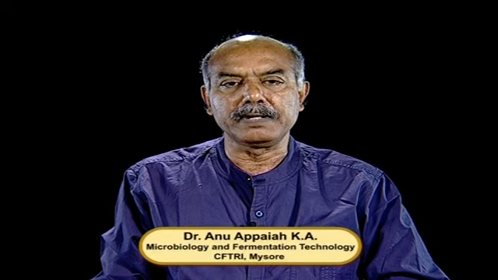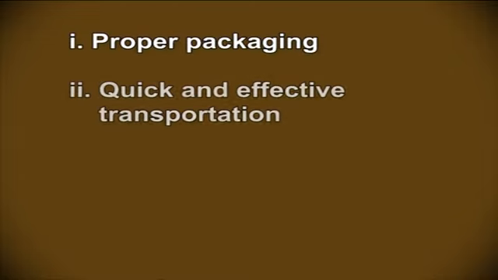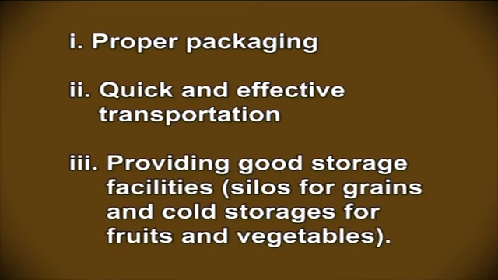Therefore, care should be taken to minimize any damage to the food. The pre-processing of food preservation is divided into 3 stages of careful handling. 1. Proper packaging. Number 2. Quick and effective transportation. Number 3. Providing good storage facilities, that is silos for grains and cold storage for fruits and vegetables.